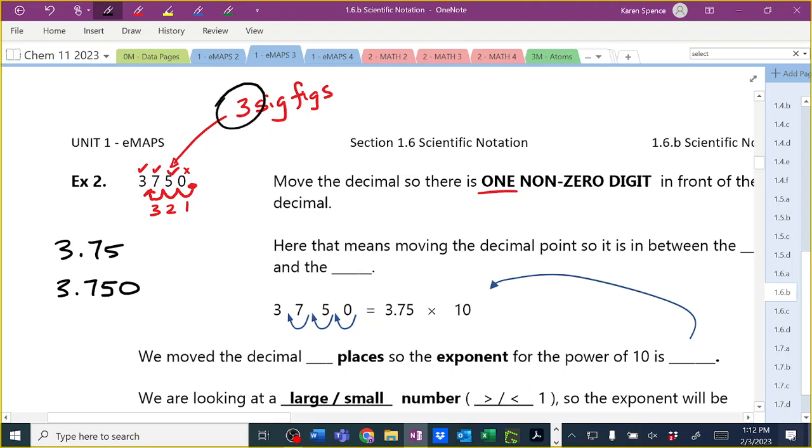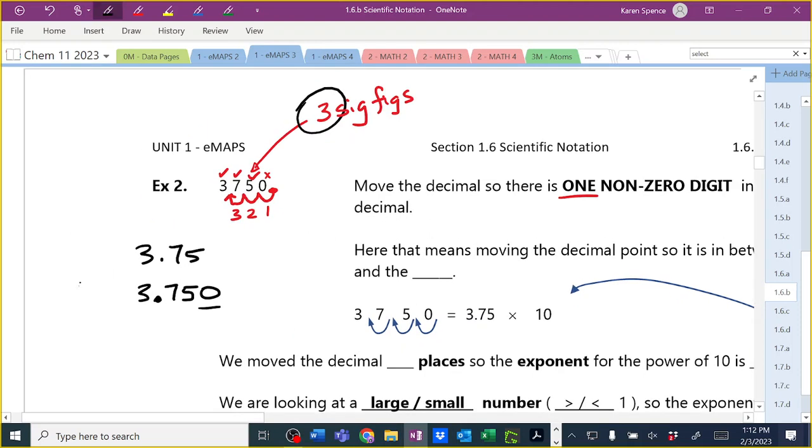I started with 3 sig figs. I need to finish with 3 sig figs, and because there is a decimal in this number, that last 0 is significant. Decimal, yes. 0 on the right, significant, yes. So this would have 4 sig figs. This one would have only 3 sig figs. So this one is correct and this one would be wrong. Okay?